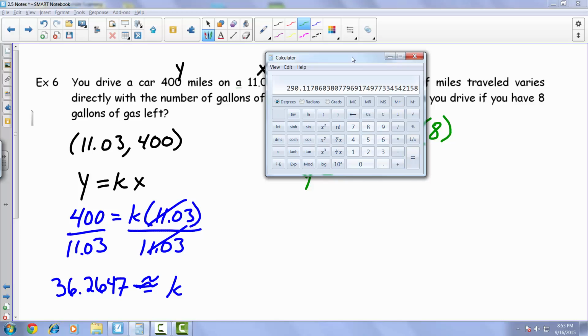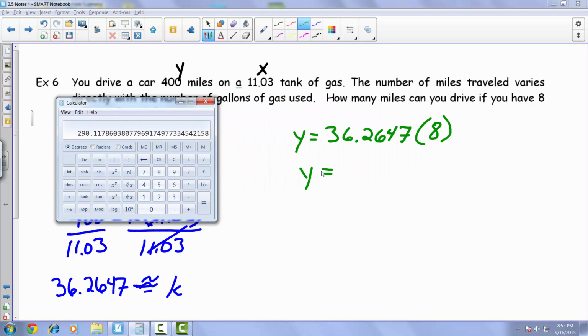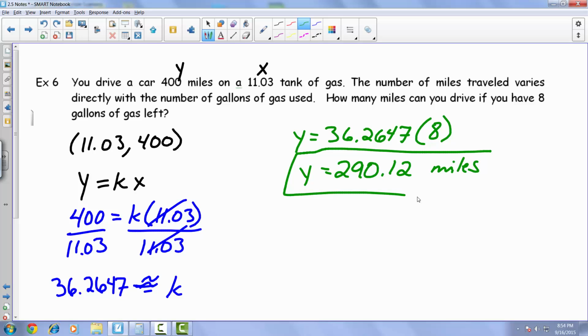So we can go about 290.12 miles. So again, we can go about 290.12 miles on that 8 gallons of gas. And that's really, really handy to know if you're thinking about planning like a road trip, let's say.